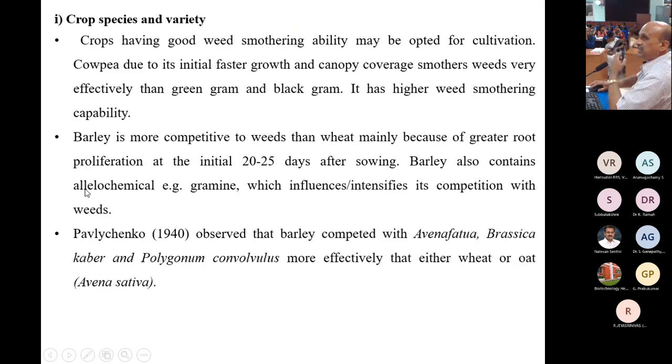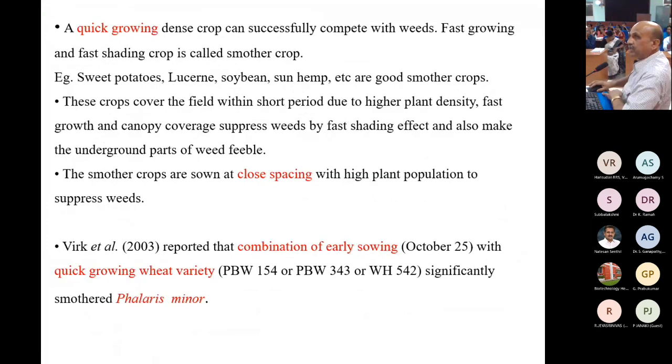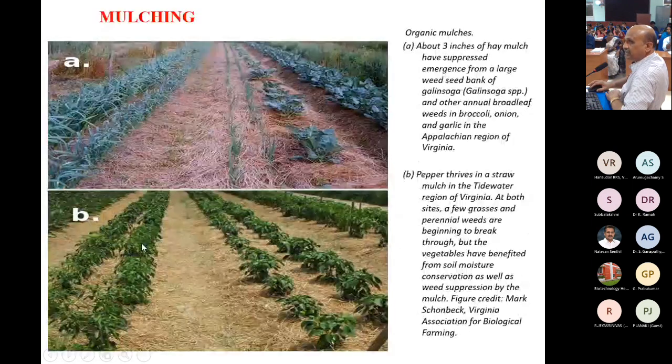And crop species and variety, here the crops which produce more biomass and spread quickly should be selected in order to control weeds. So they have a smothering effect on weeds. And method of sowing, line sowing is always better, wherein intercultural operations can be carried out, instead of broadcasting. And quick growing dense crop canopy crops should be selected, like cowpea, soybean, green gram, like that. Okay, combination early sowing. So crop rotation, anyway, I just told.